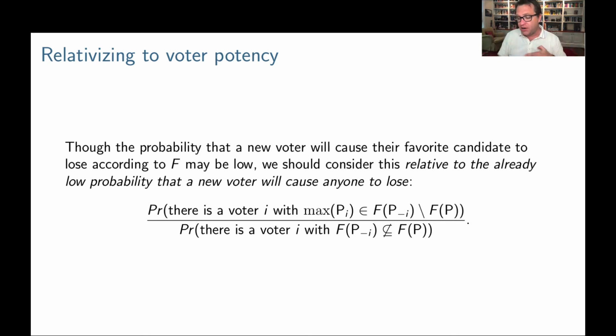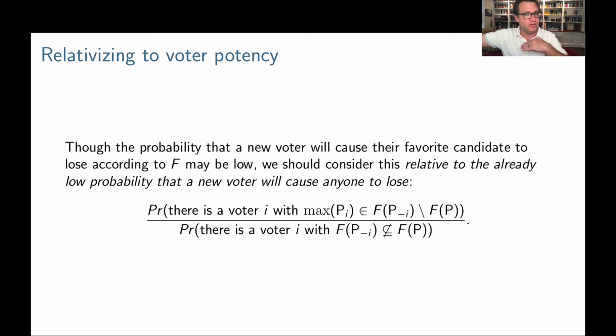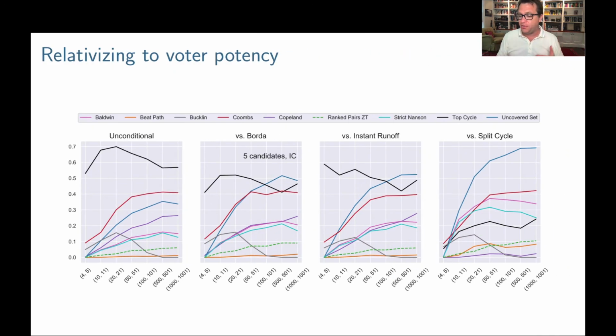But we want to compare that to the probability that that voter just causes somebody to lose. That is, when the voter is in the election, somebody wins, but when the voter is not in the election, that candidate doesn't actually win. Now, when we relativize to voter potency, we get a better measure of violations of positive involvement. We're able to distinguish between these voting methods in a little bit nicer way, and it's not as sensitive. All the numbers don't go down to 0 when you get lots and lots of voters in the election.